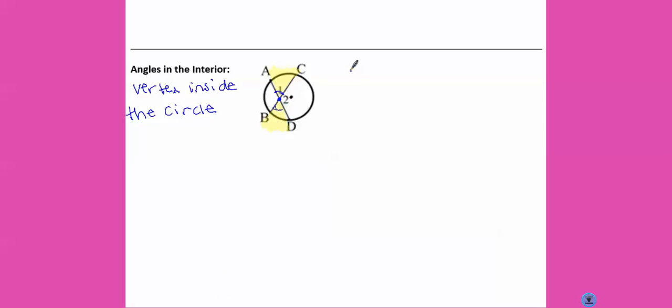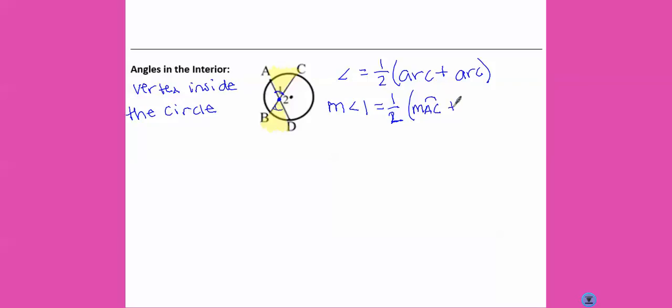So the angle will equal half of the two arcs combined that it intersects. So in this example, the measure of angle 1 would equal half the measure of arc AC plus the measure of arc BD.